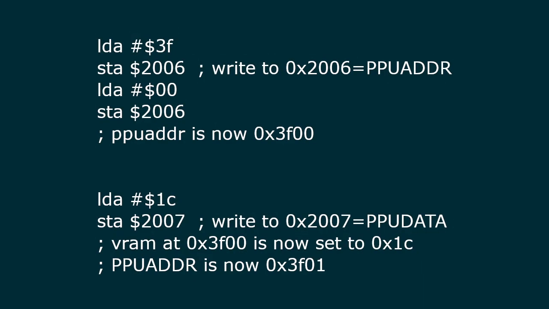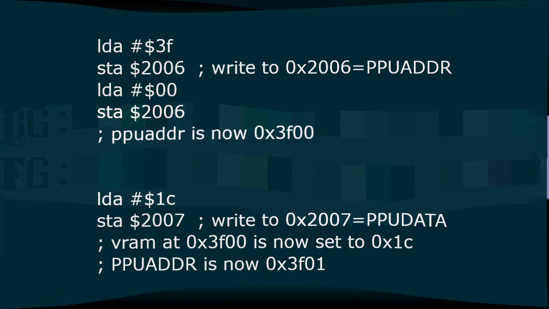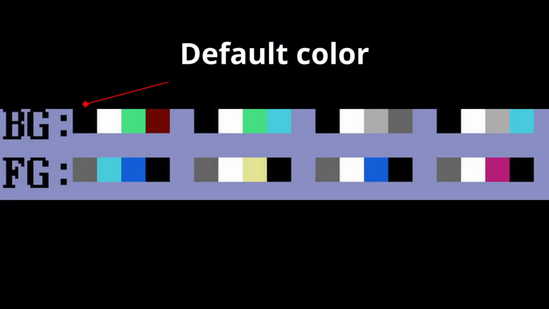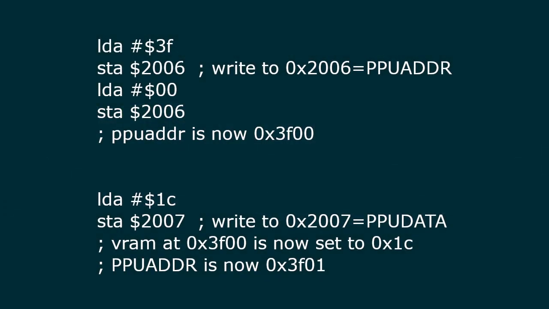This little program will write hex 1C, which corresponds to kind of a dark cyan, into background palette 0, position 0. This will set the background color used when neither the background nor the foreground image cover a particular pixel on the screen. First, we need to set PPU address to hex 3F00. This is the first byte in the palette, which corresponds with the background palette 0, position 0, that we want to write. Since the PPU sets the upper byte first, we need to first write hex 3F, then hex 00.